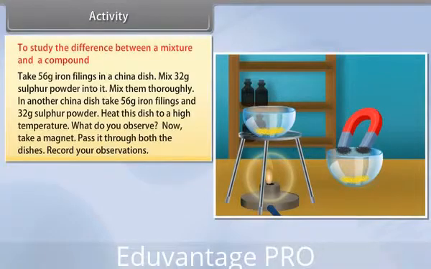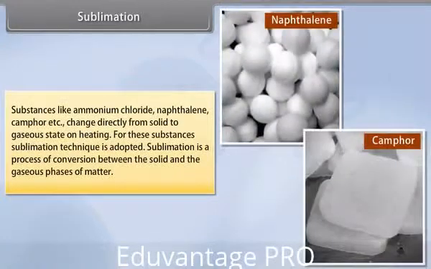Record your observations. Sublimation. Substances like ammonium chloride, naphthalene, camphor, etc. change directly from solid to gaseous state on heating. For these substances, sublimation technique is adopted. Sublimation is a process of conversion between the solid and the gaseous phases of matter.